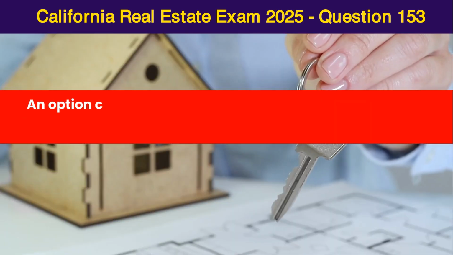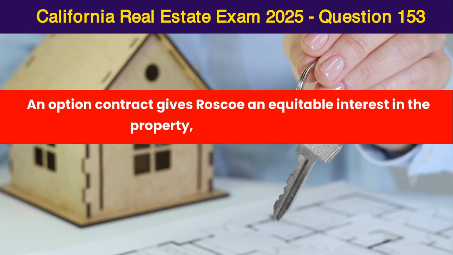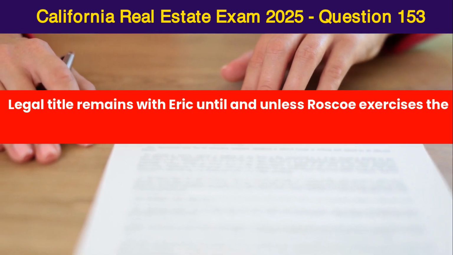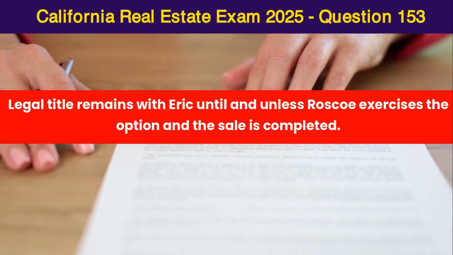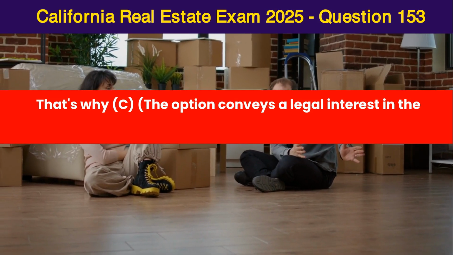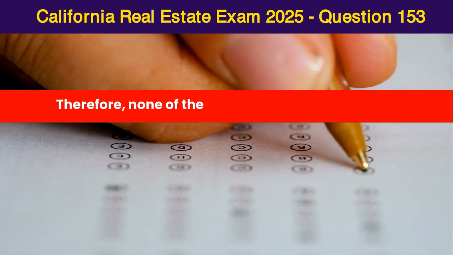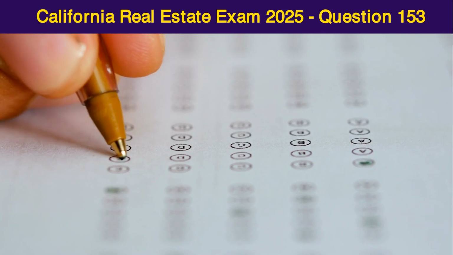is not correct. An option contract gives Roscoe an equitable interest in the property, not a legal interest. Legal title remains with Eric until and unless Roscoe exercises the option and the sale is completed. That's why C, the option conveys a legal interest in the property to Roscoe, is not correct. Therefore, none of the provided options are correct.